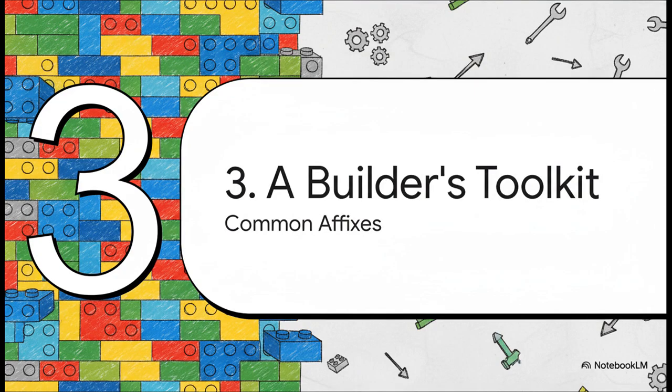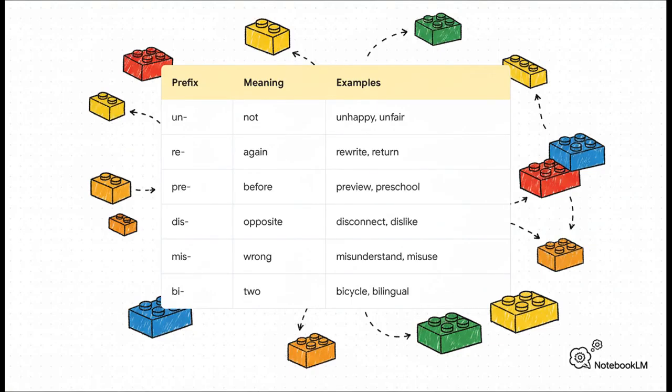The cool thing is, once you know just a handful of these prefixes and suffixes, it's like you've been given a master key. All of a sudden, you have a toolkit that can unlock the meaning of thousands of words you haven't even seen before. Let's take a quick look at a few common prefixes. Un, you see everywhere, right? It just means not. Re means again, and pre means before. Just by knowing those three simple blocks, you instantly understand words like unfair, return, and preview.